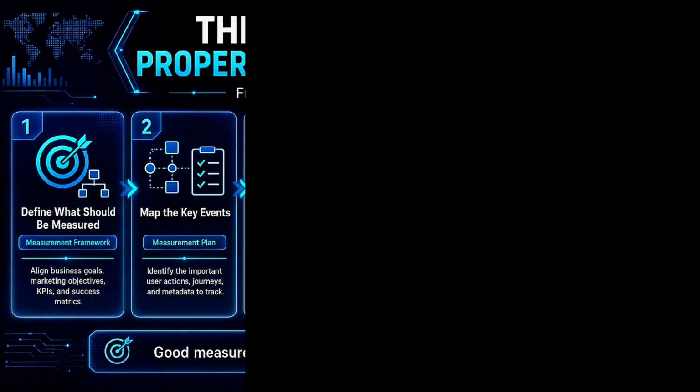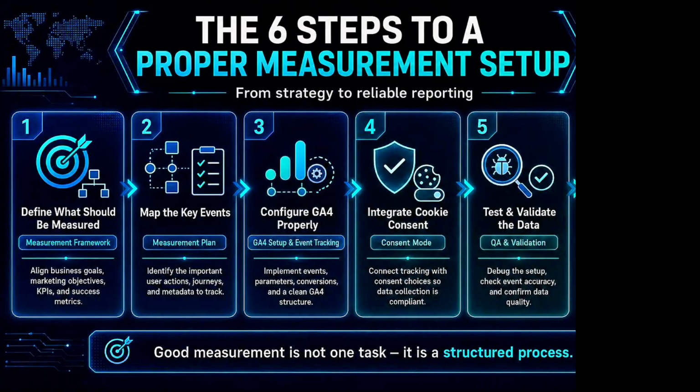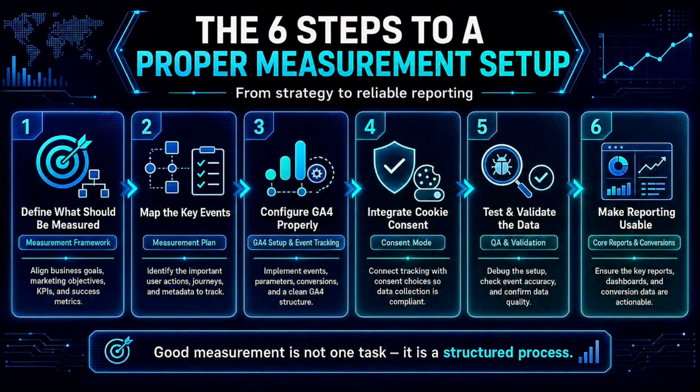For a small, simpler website, whether that is lead generation or e-commerce, you are probably looking around 3 to 4 days to do the strategy, measurement planning, GA4 and GTM setup, key event tracking, cookie consent integration, and proper testing. That does not mean 3 to 4 days of just placing tags. That means defining what should be measured, mapping the key events, configuring GA4 properly, implementing tracking, integrating consent mode, testing the user journeys, validating the data, and making sure the core reports and conversions are usable.